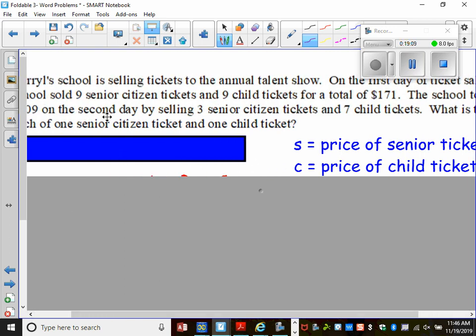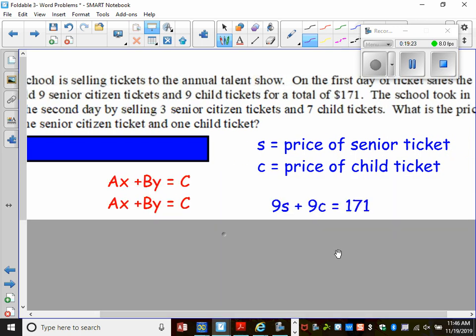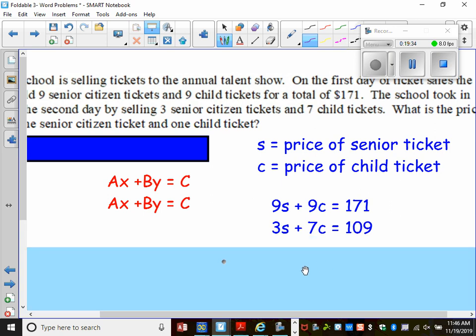All right, so let's see if we can write the first equation. It looks like we have 9 senior citizen tickets and 9 child tickets, and the total was 171. So of course that'll be 9S plus 9C equals $171. And then we have 3 senior tickets and 7 child tickets, which equals $109. So we say 3S plus 7C equals 109.